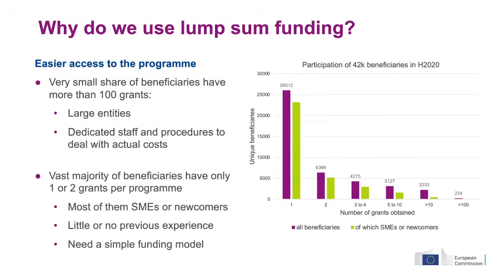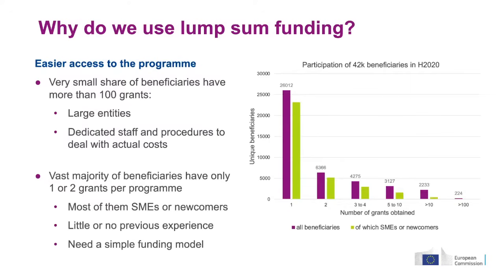This is some figures to illustrate a bit what I said before. On the right-hand side, you see a graph showing the distribution of the 42,000 unique beneficiaries we had in the previous framework program, Horizon 2020. And overall, the situation is no different in Horizon Europe, and we don't expect that this is going to change in future framework programs either. What we see is that the vast majority of our beneficiary organizations just have one grant in the entire framework program. This is 26,000 out of 42,000.